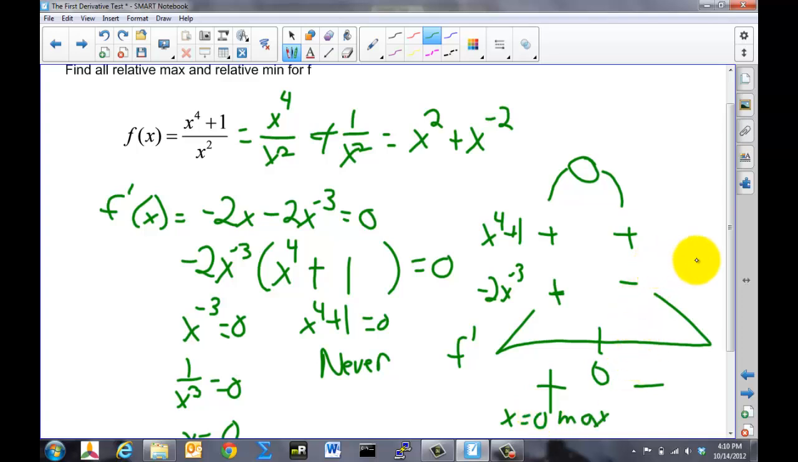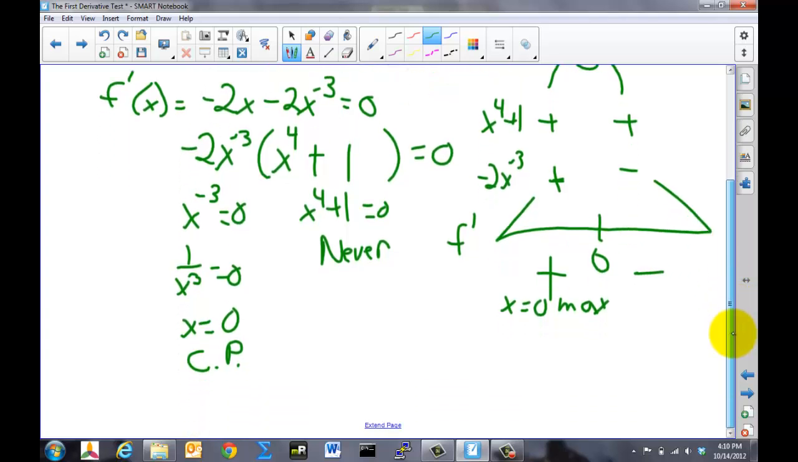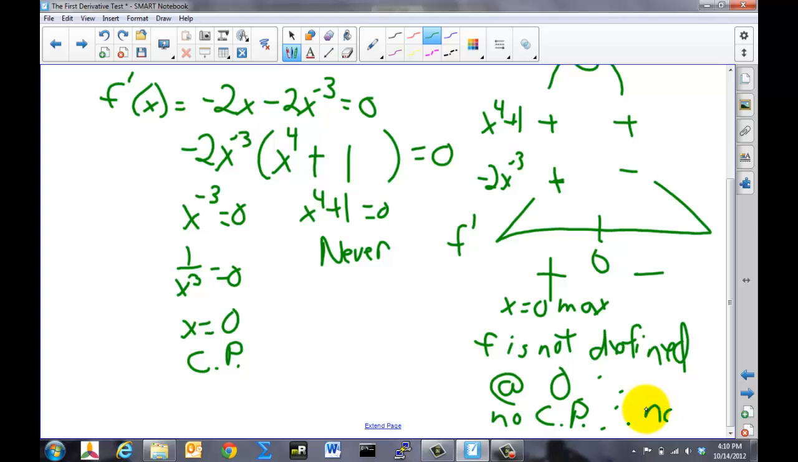Well, what happens if we put 0 in the original function? We get a 0 in the denominator, right? So remember, if you go back and look, to be a critical point, the function has to be defined at that point. f is not defined at 0. Therefore, it's not a critical point. Therefore, we'd have no max or min.